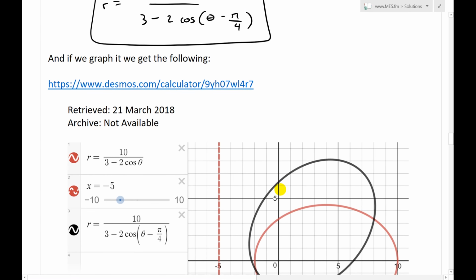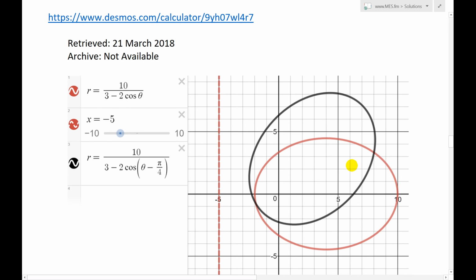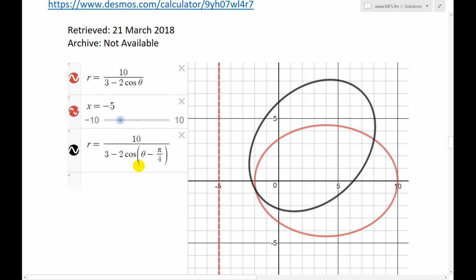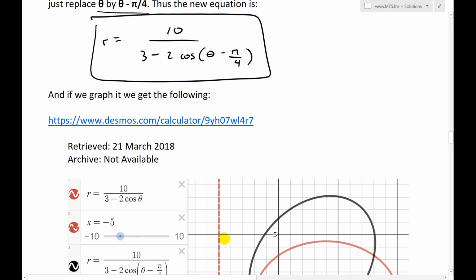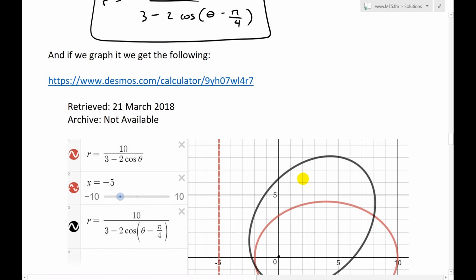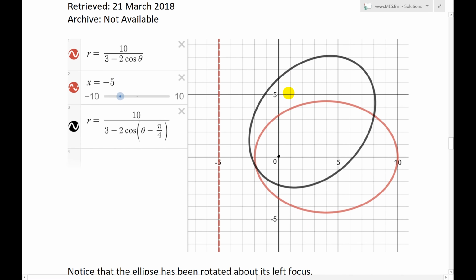As opposed to Cartesian, where you have to do a bunch of other algebra and other stuff like that. So now if we graph the two equations, as you can see, it's rotated across. It's rotated by pi over 4, which is pi over 2 divided by 2, or in other words, 90 degrees divided by 2, that's 45 degrees.